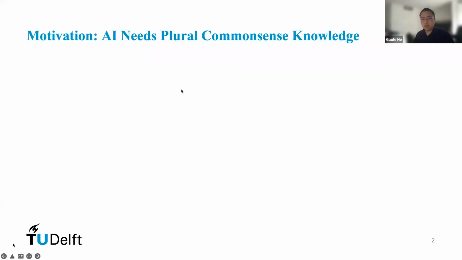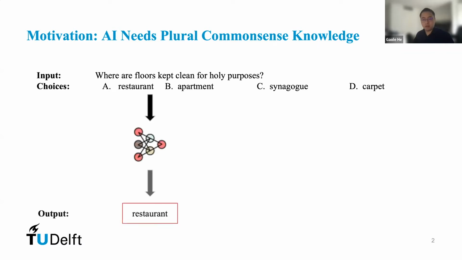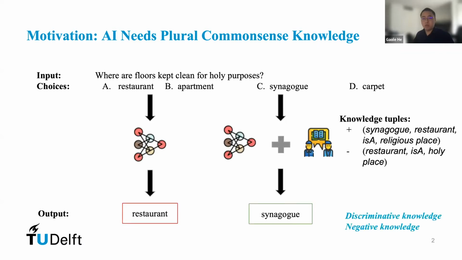In real-world applications, AI systems need plural types of common-sense knowledge. For example, to answer this question, we need the knowledge that restaurant is not a holy place, while synagogue is. While existing common sense knowledge bases store relational facts about the world, the discriminative knowledge and negative knowledge, such as restaurant is not a holy place, is typically absent from existing large-scale knowledge bases.